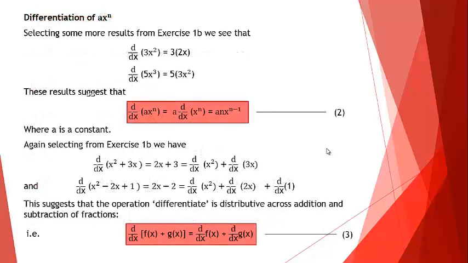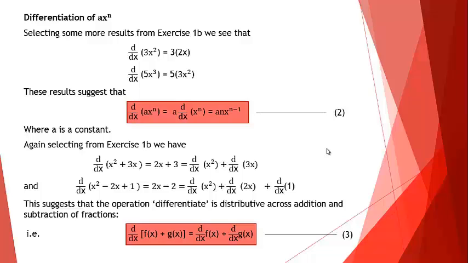So the next rule is differentiation of ax to the power n. Selecting some more results from exercise 1b, we see that the derivative of 3x squared with respect to x gives us 3 times 2x. So we multiply by the power and then we subtract 1 from the power, which would give us 3 times 2x. Similarly, we get 5 times 3x squared for the derivative of 5x cubed with respect to x.